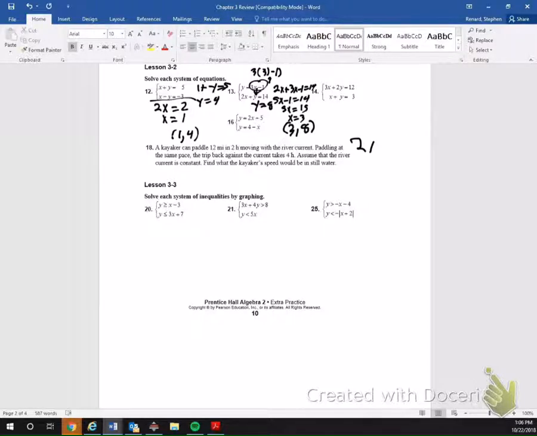Okay, so this next one's a little tricky. So what we're looking at here is time, right? We know a kayaker can paddle 12 miles in 2 hours moving with the river current. Paddling at the same pace, the trip back against the current takes 4 hours. Assume that the river current is constant, find the kayaker's speed in still water.